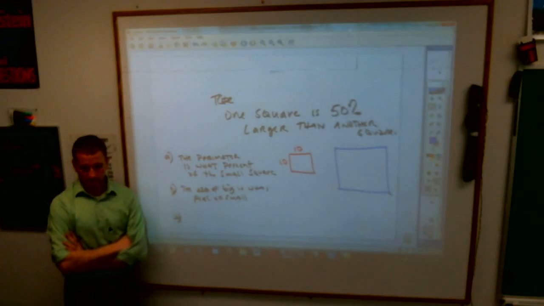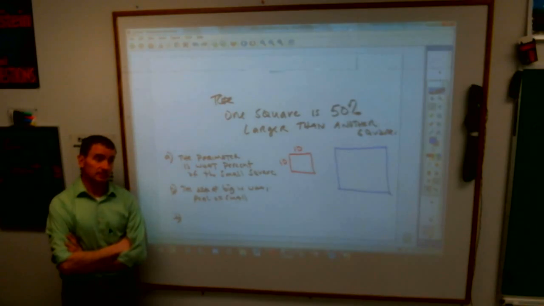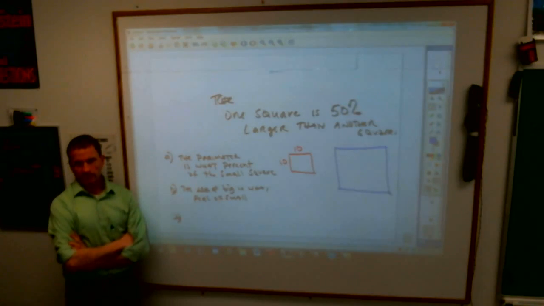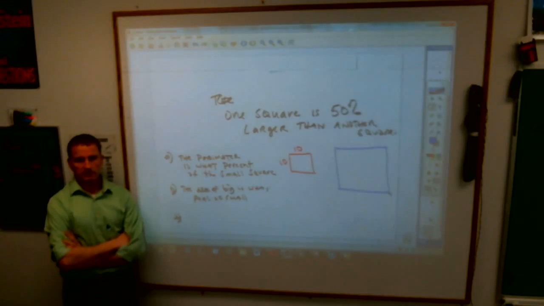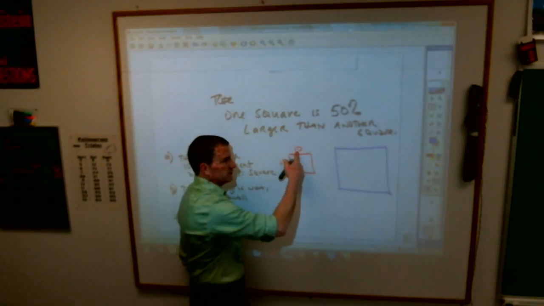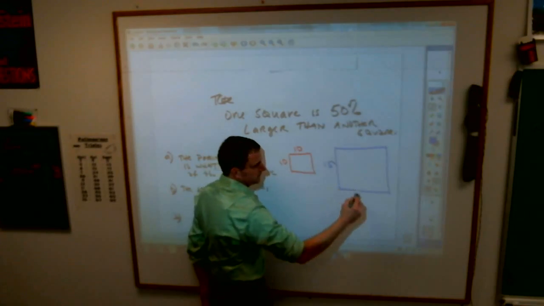What is 50% of 10? 5, so if I make it 50% larger, Jaden, it's right, because 50% of 10 is 5, 50% larger, so my new square has to be 15 by 15.